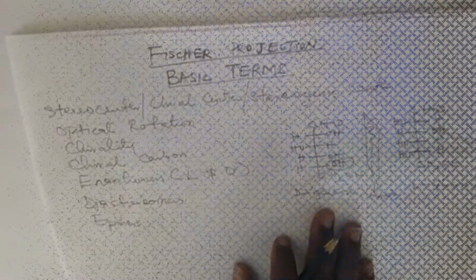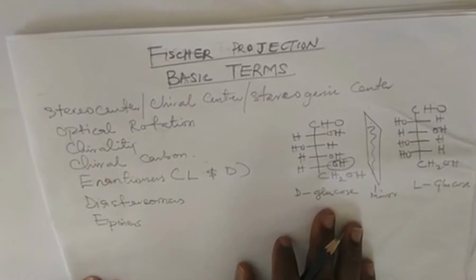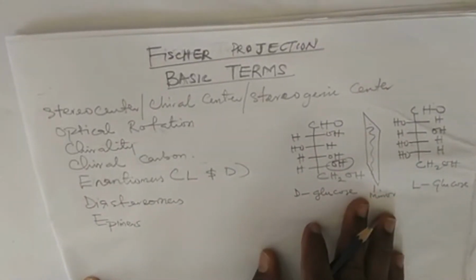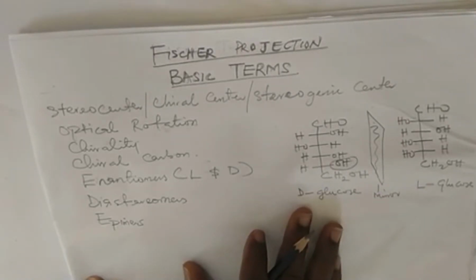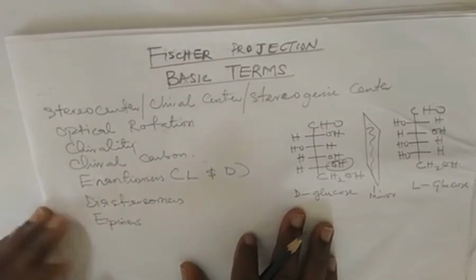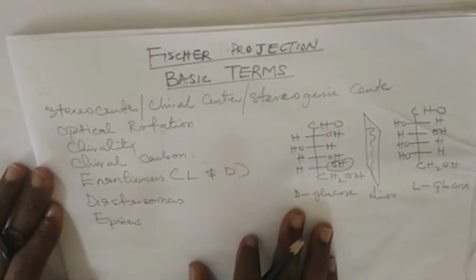In the last video, I promised you I was going to show you how to draw the L isomers. I'm going to do that quickly, but before that, I want you to understand some basic terms as regards Fischer projection, and I'm going to do this in no particular order.